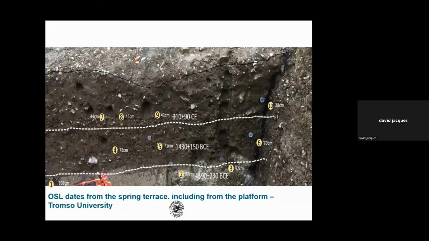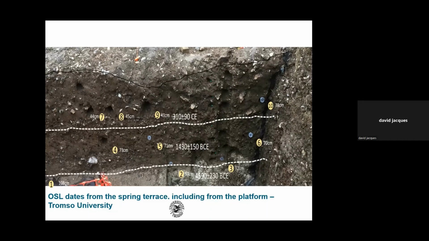We've also got some really important dates from Tromsø University, which not only date the latest phase of the platform to the late Mesolithic, as you can see at the bottom of the slide, around 4,500 BC, but rather marvelously date the whole sequence of the terrace.